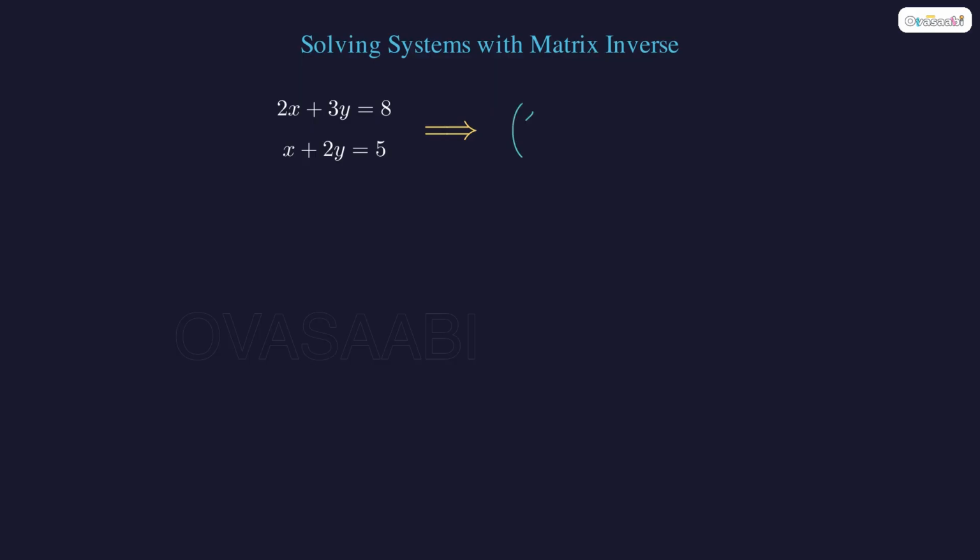Now let's use the inverse to solve equations. Write this system as a matrix equation: A times x equals b. We need to find x.